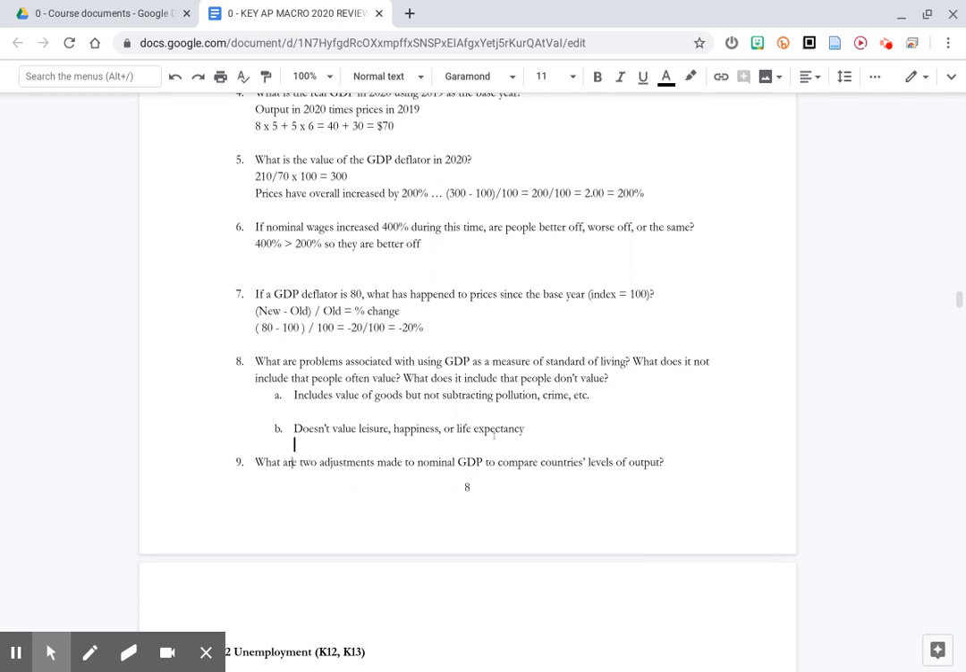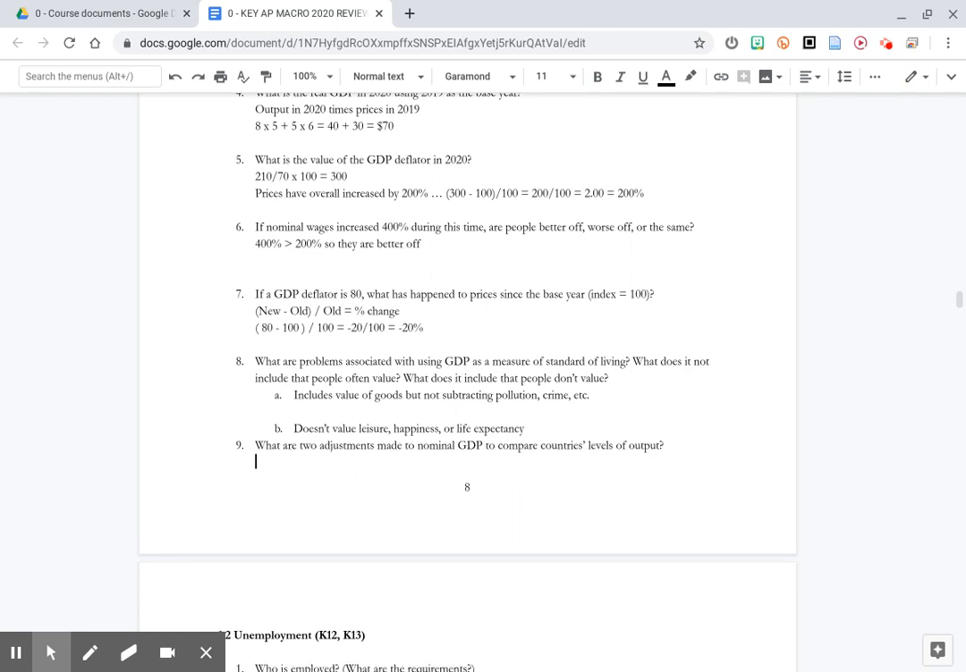So what we usually do is make adjustments to nominal GDP to compare countries' levels of output. We obviously use real GDP, adjusted for price levels, and we adjust for population. So we use per capita real GDP. So we adjust for population and we adjust for price levels.